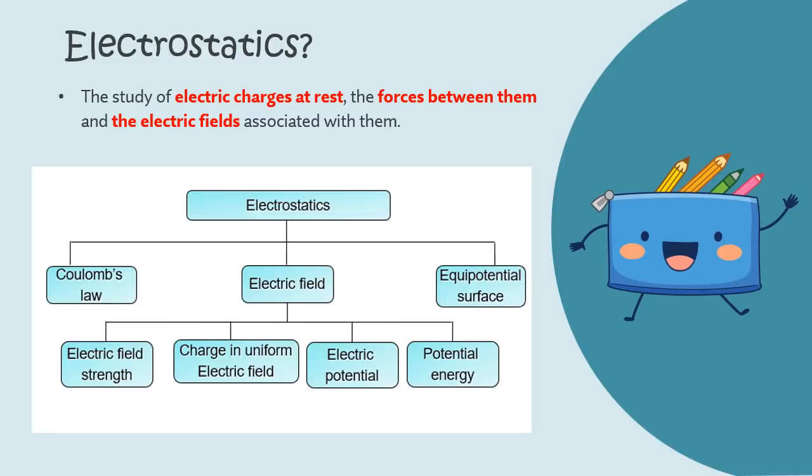You will learn about Coulomb's law, and then electric field, and finally you will learn about the equipotential surface. Under the electric field, you will learn about the electric field strength, charge in uniform electric field, electric potential, and finally potential energy.